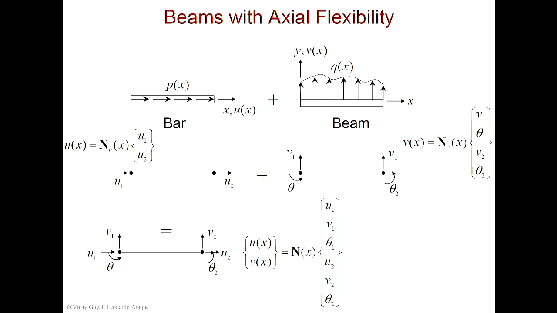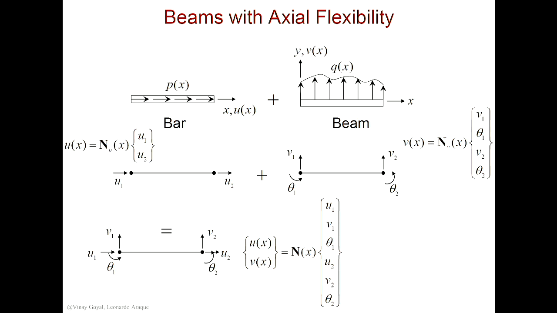I know the equation for a beam. So now, instead of having just V1, theta 1, V2, theta 2, I'll just add here U1 and U2. You follow? Yeah, because V1 and theta 1 and V2, theta 2 are acting vertical. Theta 1 and theta 2 are the rotations at each end, the slopes. And then U1 and U2 are the axial displacements.